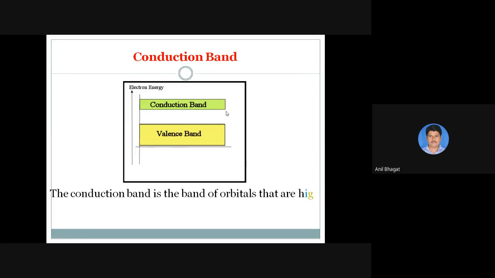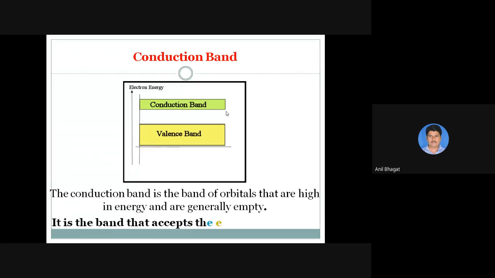So the conduction band is the band of orbitals that are high in energy and are generally empty, right? It is the band that accepts electrons from the valence band. This is very important: the conduction band always accepts electrons from the valence band. If you apply energy, the electrons break their bonds in the valence band and move to the conduction band, free for movement.